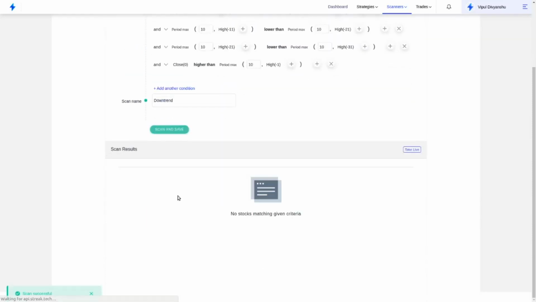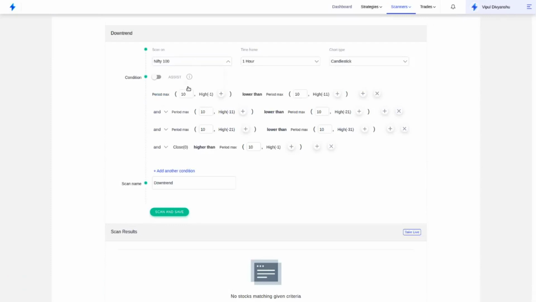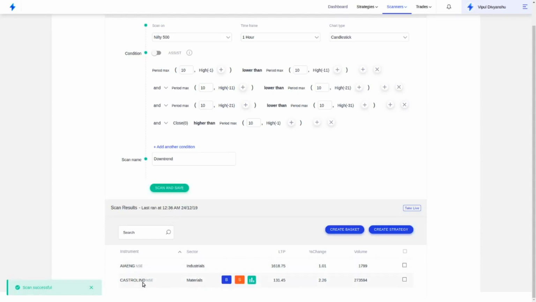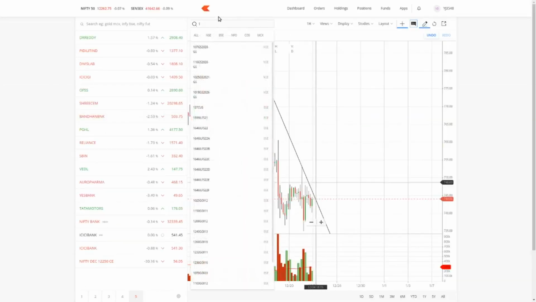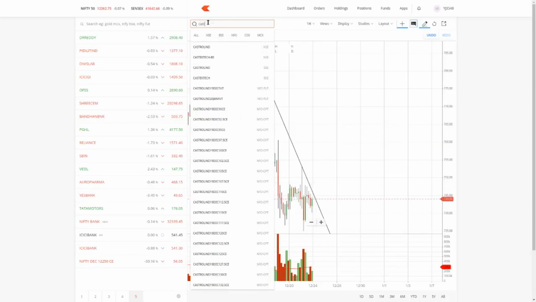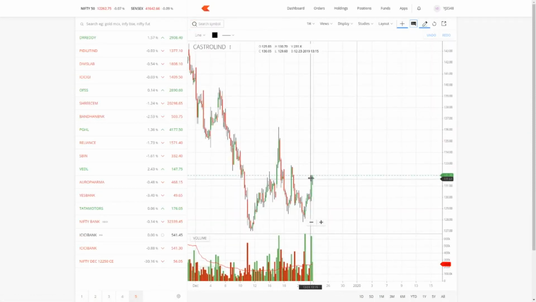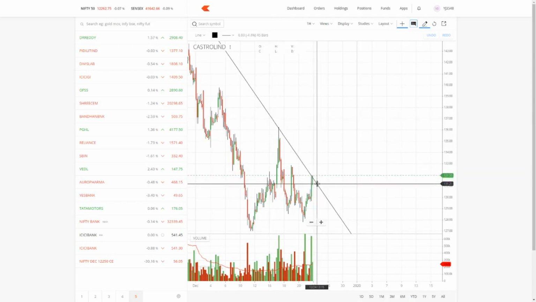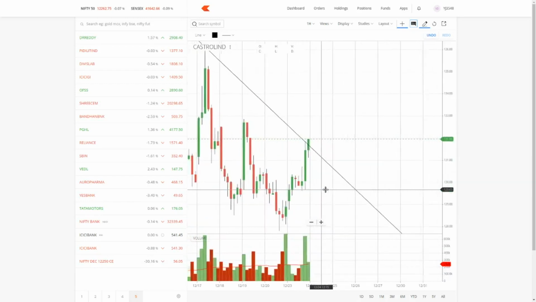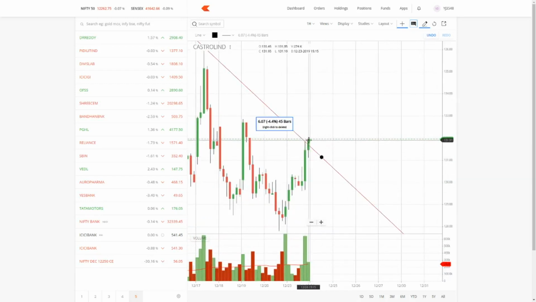This lets me identify that whatever was the highest value established in the last 10 candles, my close price has become higher than that. On Nifty 100 we didn't find anything, so let's check on Nifty 500. Okay, we find these two stocks. Let's look at Castrol India. Let me plot that. We clearly see that the trend was something like this, and if I zoom in, this trend has been broken by the close price, and that's why the stock has been identified.